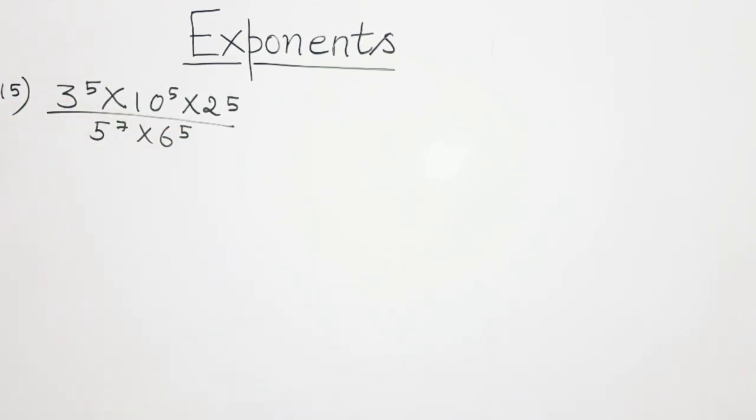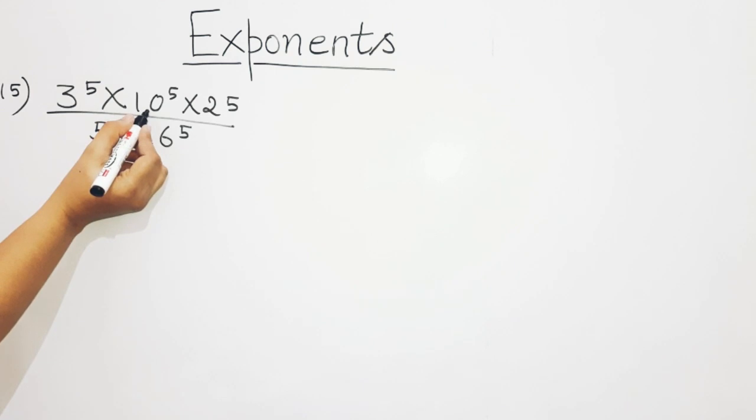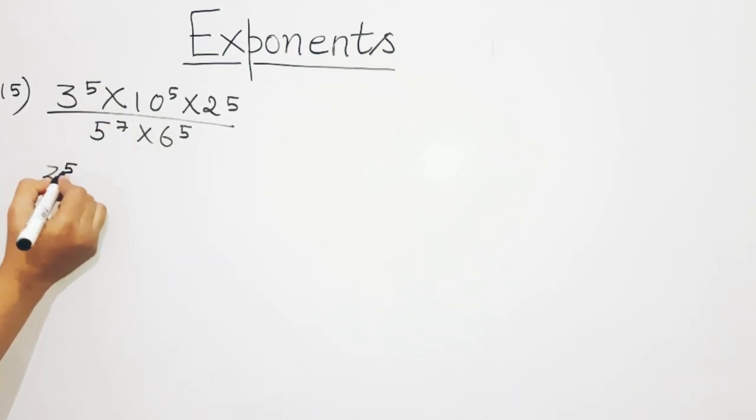Whenever you are solving questions related to exponents, you have to check the powers or the base, whether you can make the same base for the numerator and the denominator. If you can make the same base, then it will be simplified easily. So as you all can see, this number is 10. So can we write it like this?